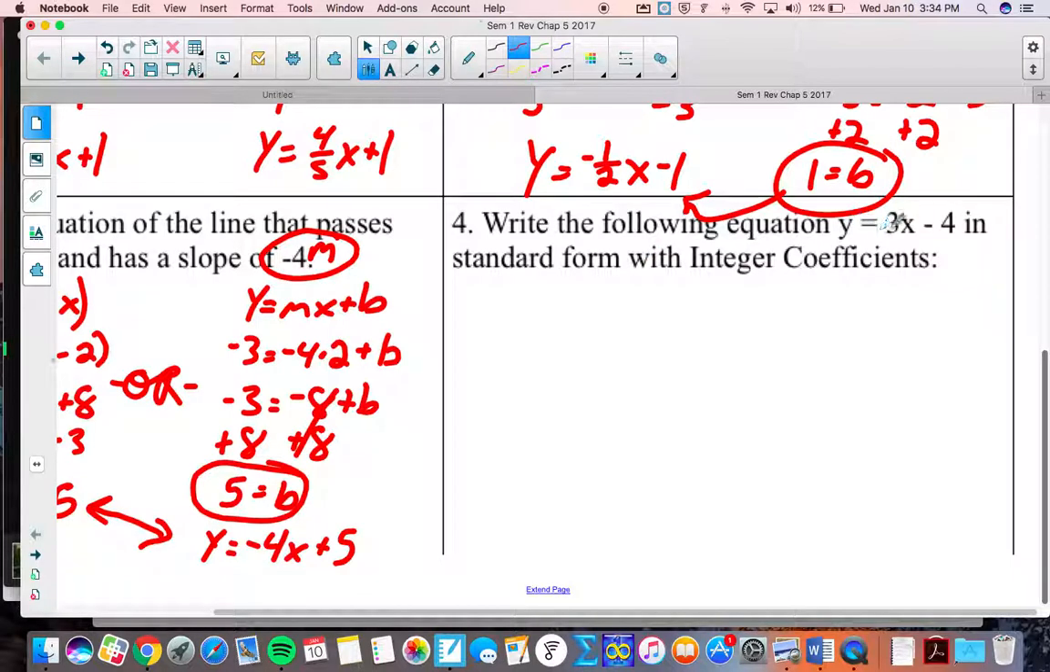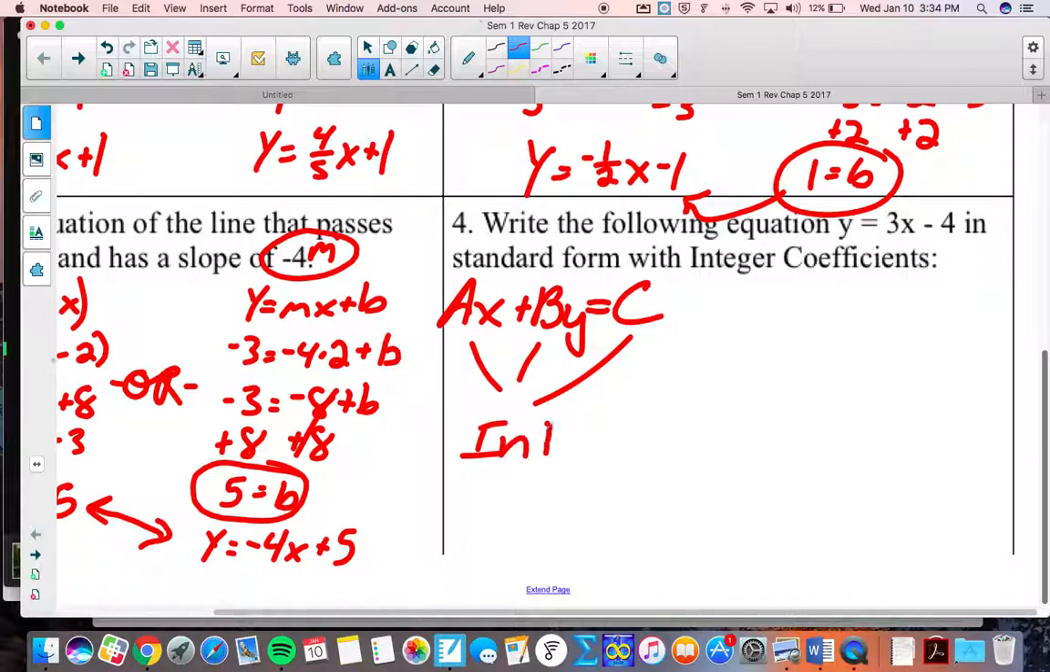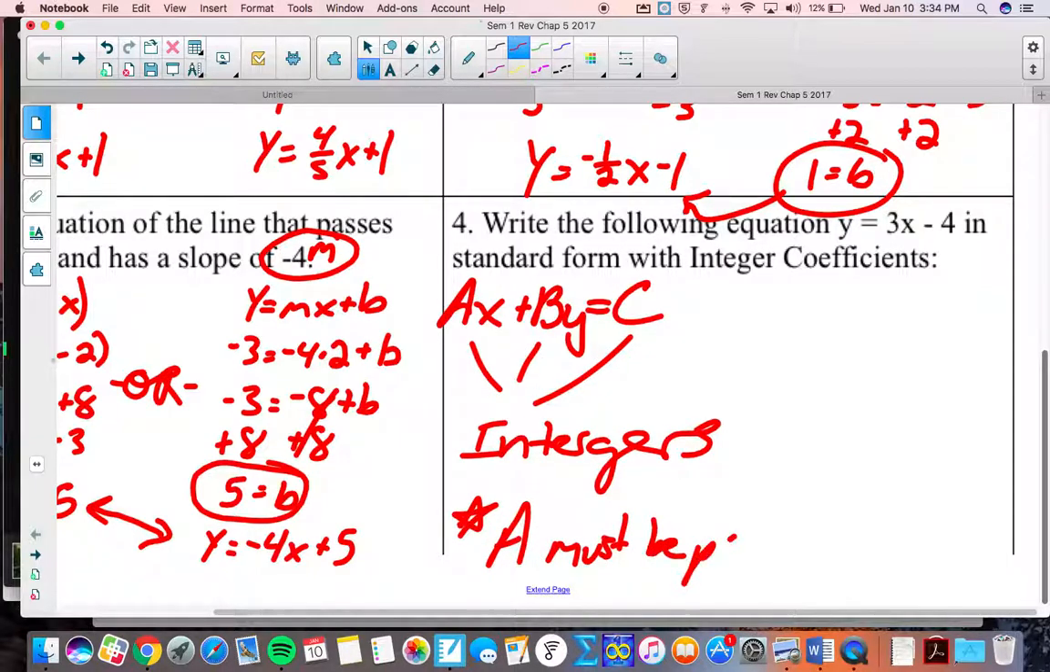Write the following equation, y equals 3x minus 4, in standard form. Standard form looks like this, where a, b, and c must be integers. No fractions, no decimals, and the caveat is that a must be positive.